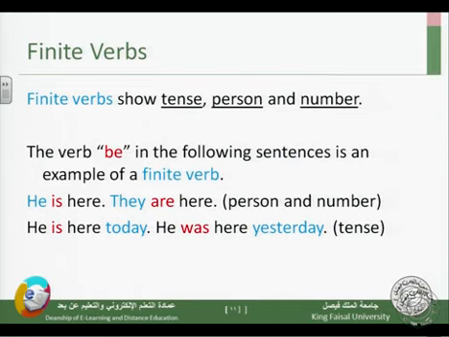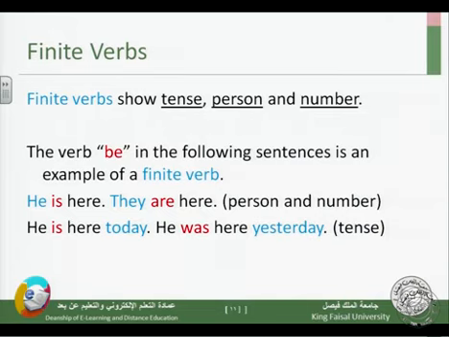So the first set of examples: he is here and they are here. You will notice that the verb be changed because we changed the person and number of the subject. He is singular and third person, so it takes is. Okay, he is here. So the form of the verb was affected by the subject, by person and number.